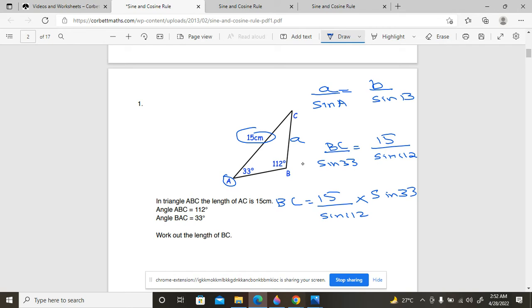So put everything in a scientific calculator and you will get the answer. So fraction button, 15 divided by sine 112, bracket closed, times sine of 33, bracket closed, equals. The answer is 8.81, because I have to write the answer in three significant figures. 8.81 is the answer. So that's how you can solve different questions.